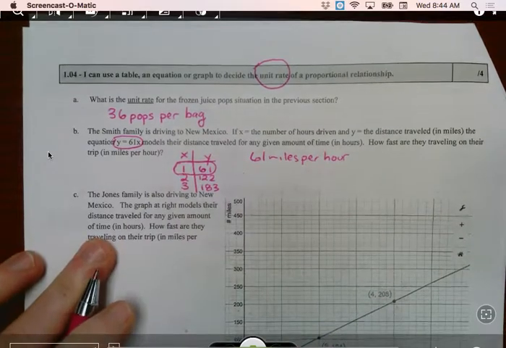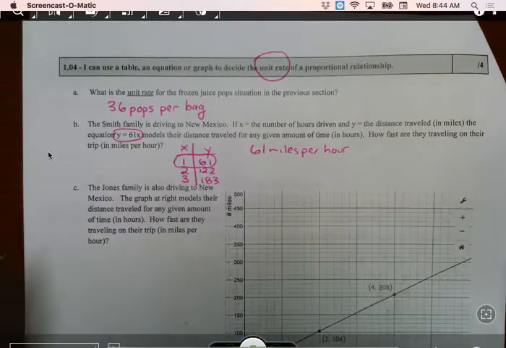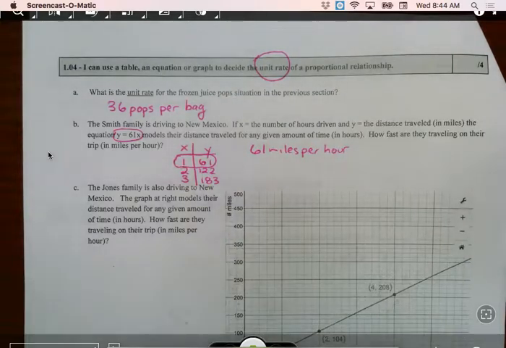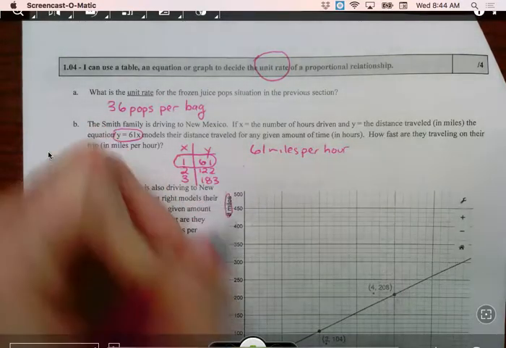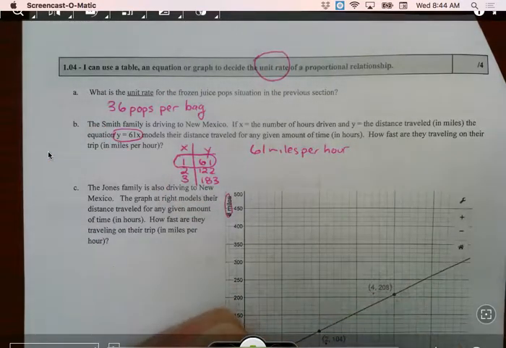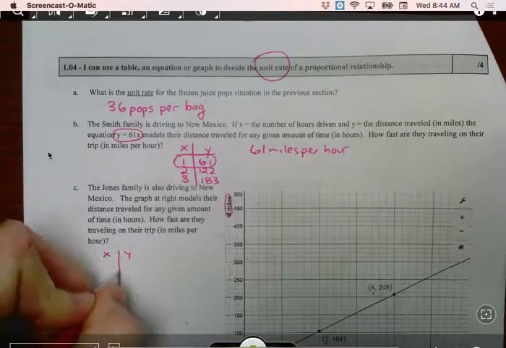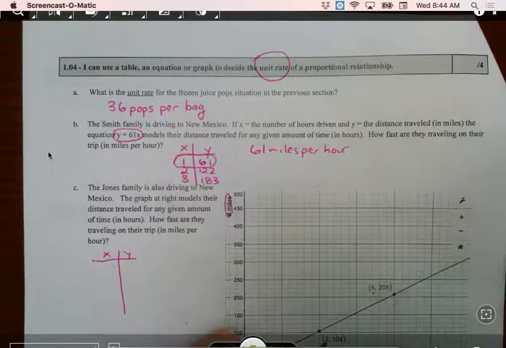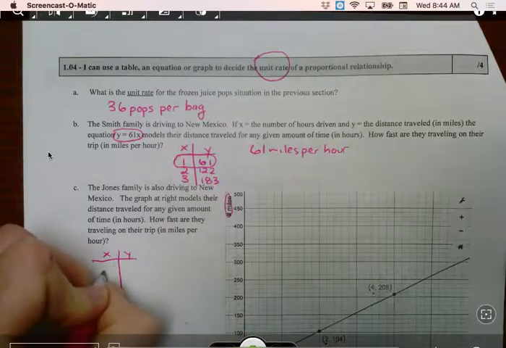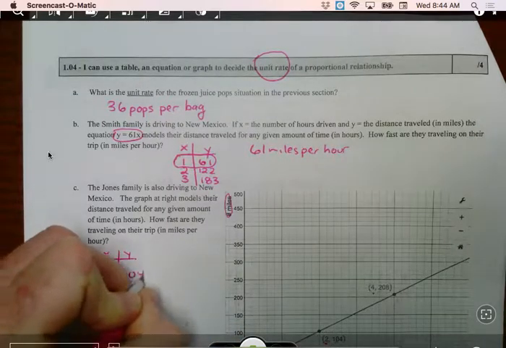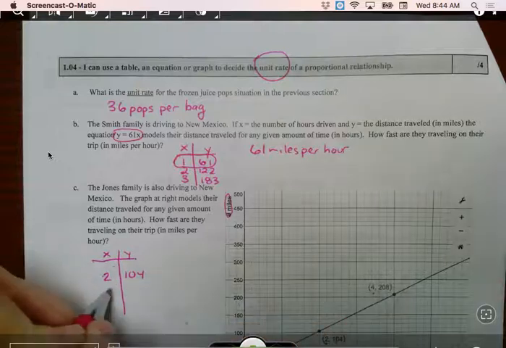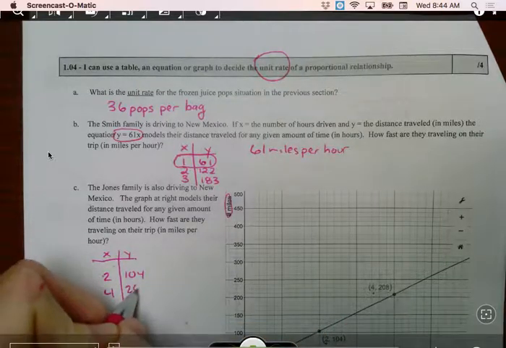C. The Jones family is also driving in New Mexico. The graph at right models their distance traveled for any given amount of time in hours. So X is hours. How fast are they traveling on their trip in miles per hour? So this is miles and hours. If we have X and Y here, in 2 hours, we went 104 miles. In 4 hours, we went 208.